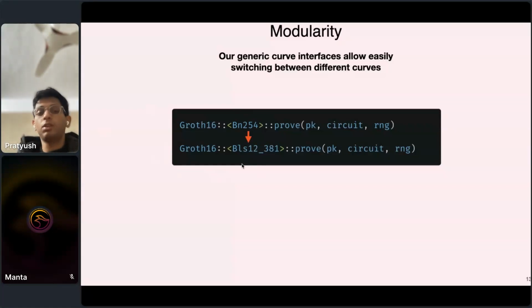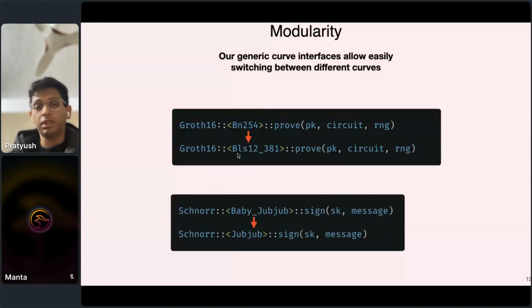But obviously, your protocol needs to handle the switch at some point, right? But from the perspective of the proof system code, there's really nothing that needs to happen that's complicated. You just switch out this one type parameter and you're done, right? Same thing with simpler primitives like signatures. You're able to just switch out the underlying elliptic curve.